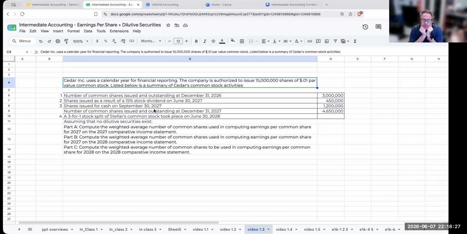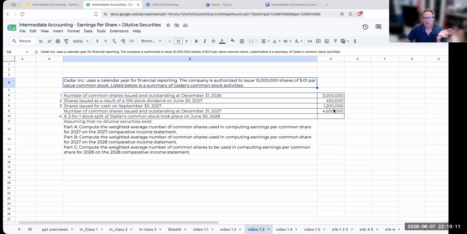So here we've got the number of common shares issued and outstanding as of 12/31/26 of 3 million. Shares issued as a result of a 15% stock dividend on June 30th, 2027 was 450,000. Shares issued for cash on 9/30/27 were 1.2 million. Number of common shares issued and outstanding as of 12/31/27, and a 3-for-1 stock split of the common stock took place on 6/30/28, assuming no dilutive securities exist. So the first question here is: compute the weighted average number of common shares in computing earnings per common share for 2027 on the 2027 comparative income statement.